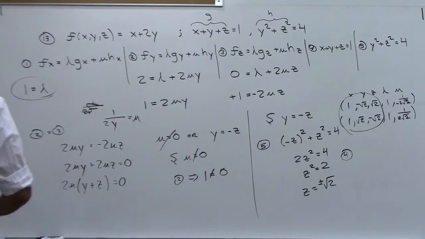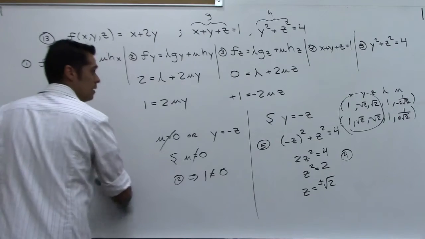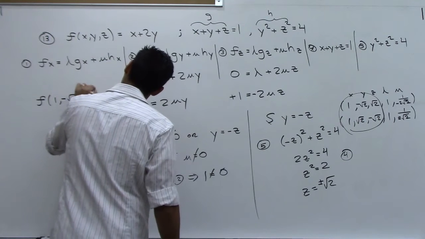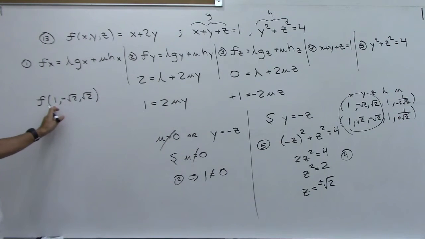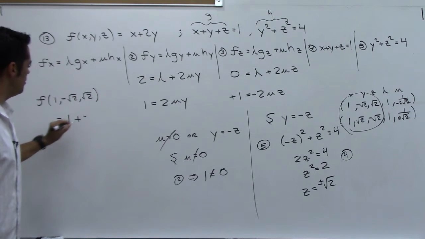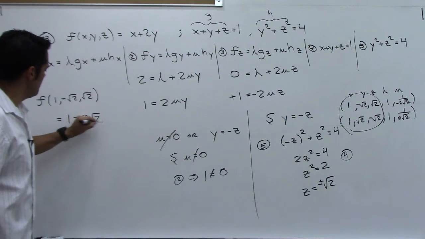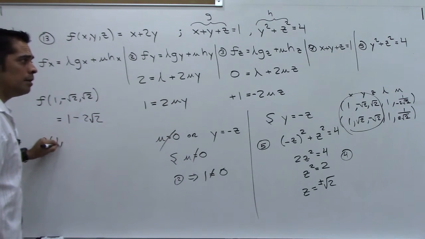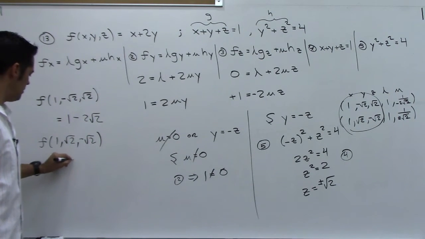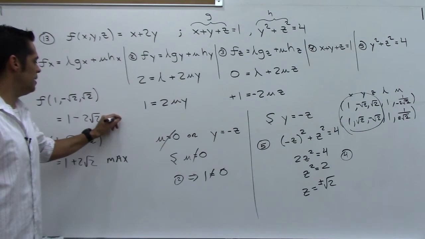Yeah. So if I plug into the original function, f of 1, negative root 2, root 2, x is 1, y is 2, so I get 1 plus, which is going to become a minus because I'm plugging in negative. So negative 2 root 2. And then if I do f of 1, root 2, negative root 2, this becomes 1 plus 2 root 2. And of course, this is going to be a max then. This will be a min.